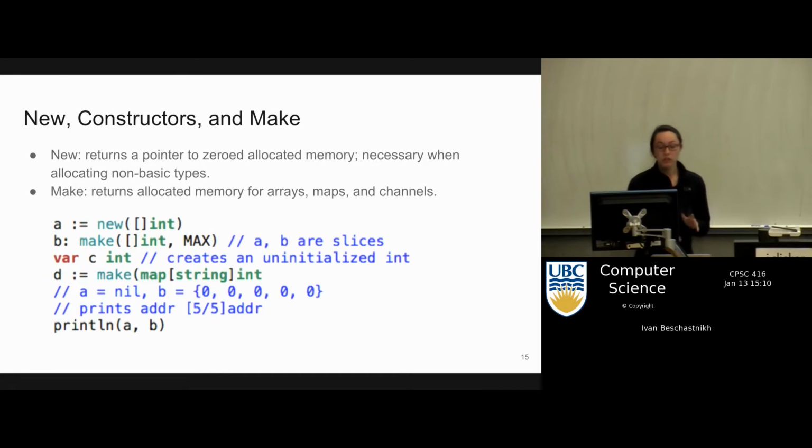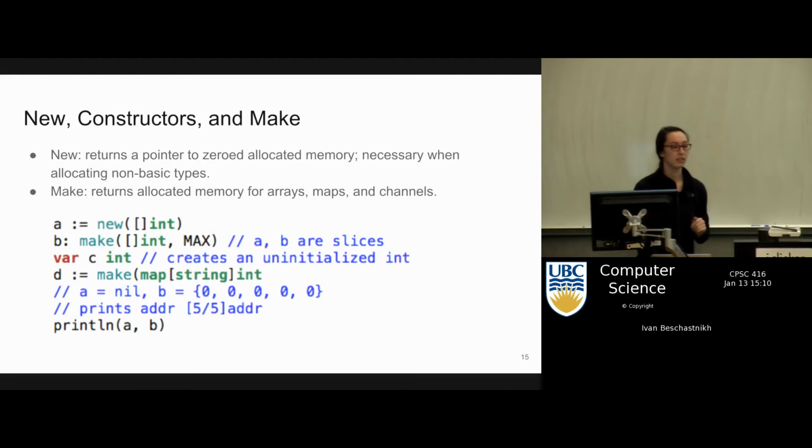So for new constructors and make, these are other ways to make variables. New will return a pointer to zeroed allocated memory. This is necessary when you're creating non-basic types. Make will return allocated memory for arrays, maps, and channels. And if you notice in the comment here, we make it explicit that A and B are slices. That's because slices are different than arrays, and I'll get to that in the next slide. Are there any questions? Yes?